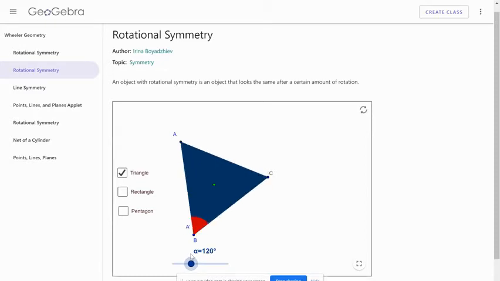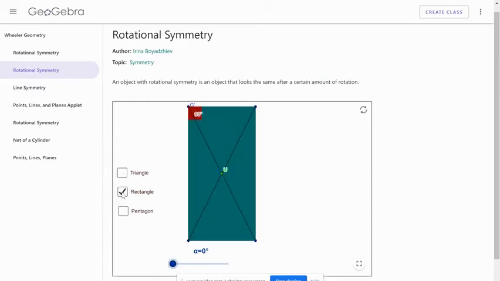Now, how far did it turn? Turned 120 degrees to get there. And then I can turn it again. And when I'm at 240 degrees, if I can get it to stop right there, there it is, 240 degrees, it looks exactly the same. And then all the way back to 360, it looks the same. But 360 degrees doesn't mean we have symmetry. It's got to be something less than 360. So we would say this figure has rotational symmetry, and we would say it has 120 degree and 240 degree rotational symmetry.